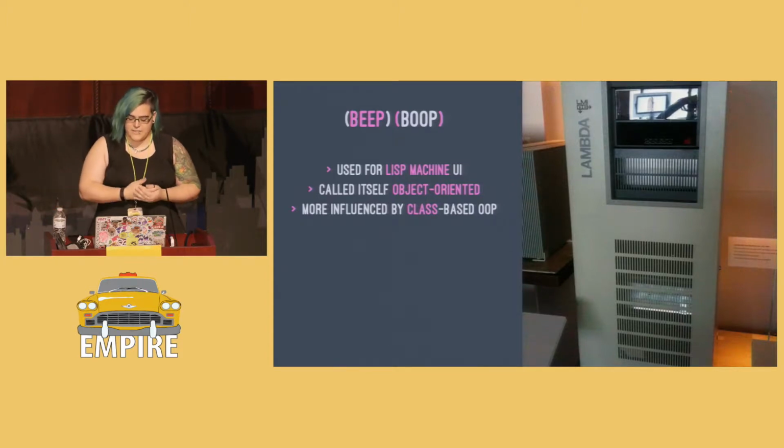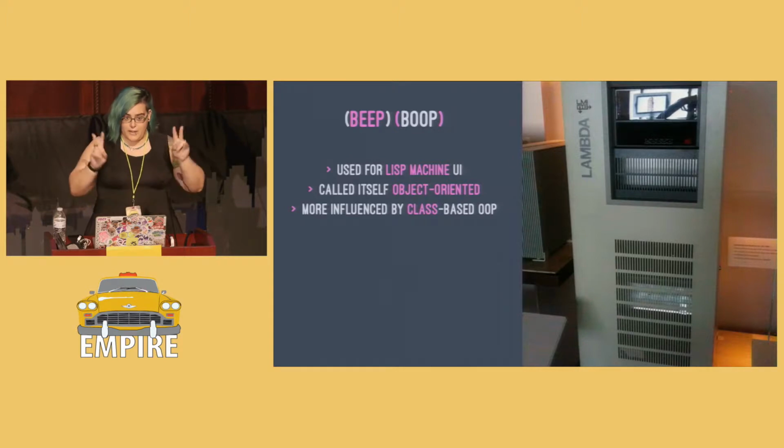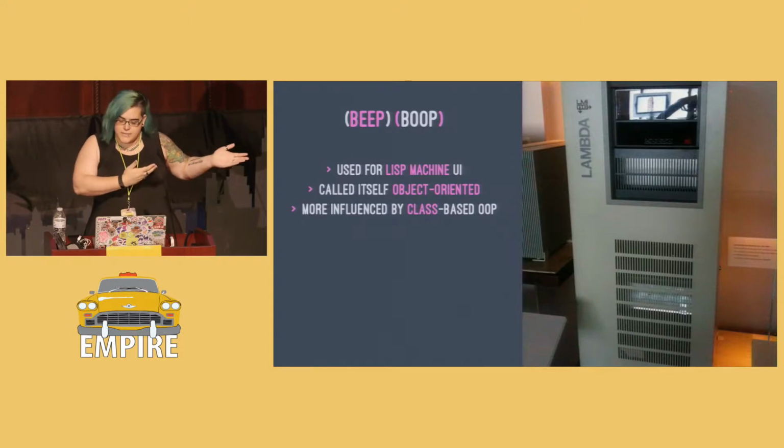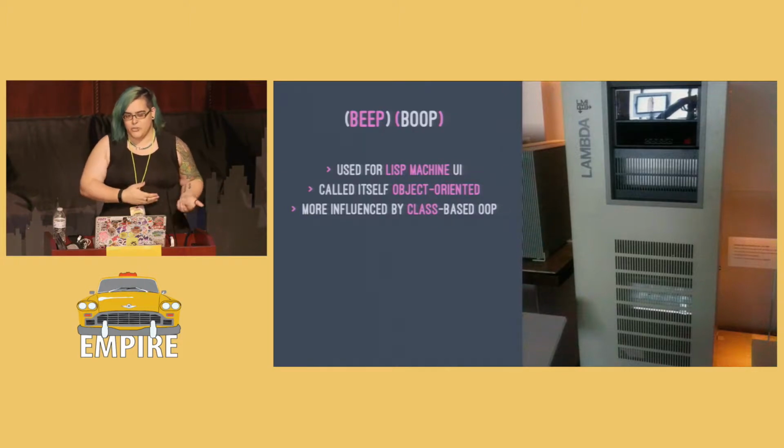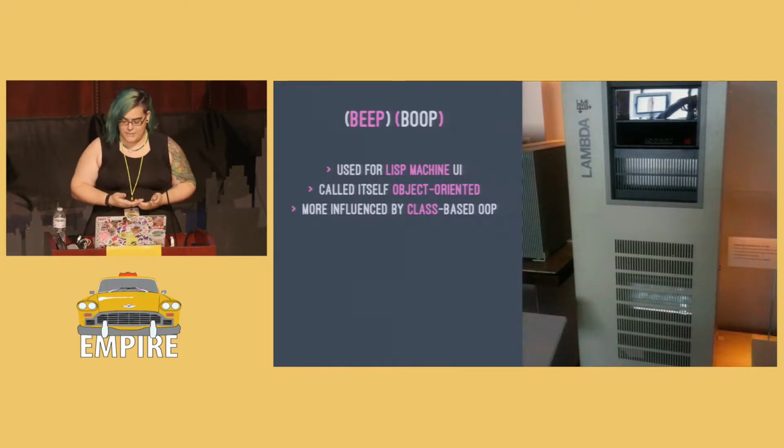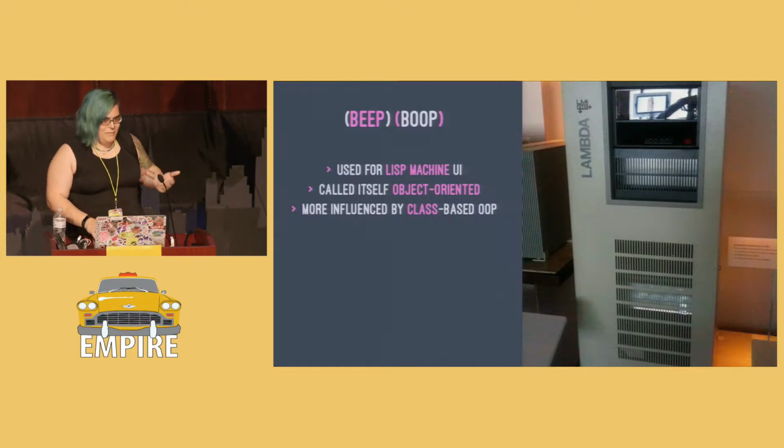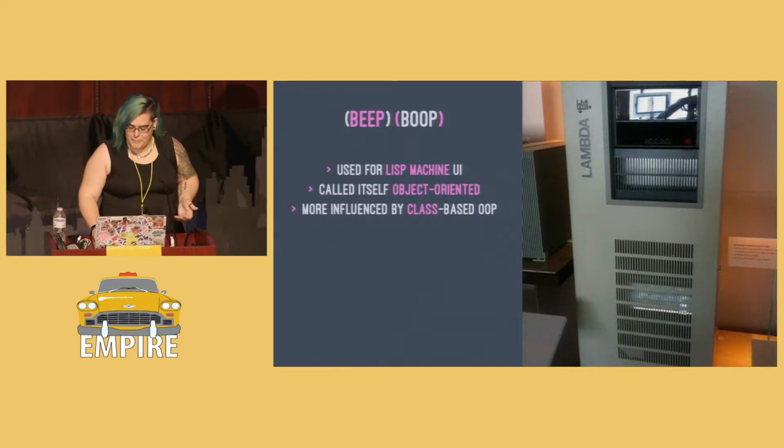Now, as far as I can tell, no one was calling anything prototype-based OOP at the time. ObjectLisp just called itself object-oriented because it's objects, right? It emphasized that in the papers to distinguish itself from class-based programming. So this was a time before OOP meant what it means today.